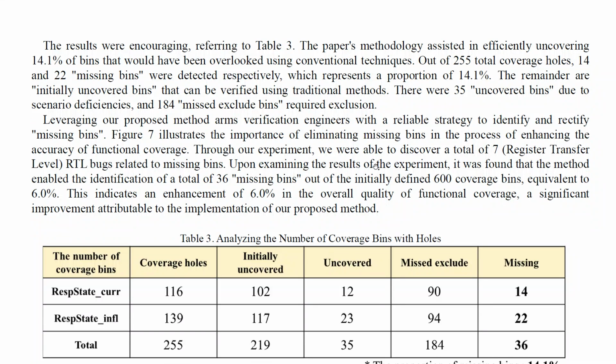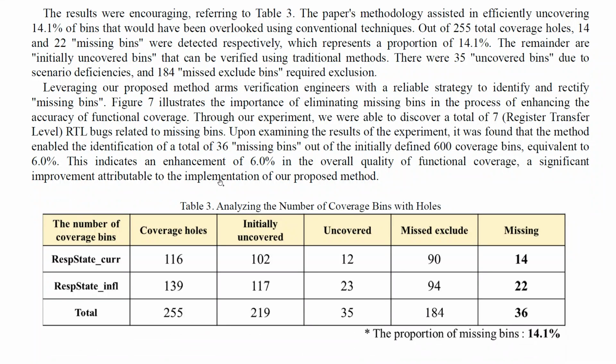Through our experiment, we were able to discover a total of 7 register transfer level (RTL) bugs related to missing bins. Upon examining the result of the experiment, it was found that the method enabled the identification of a total of 36 missing bins out of the initially defined 600 coverage bins, equivalent to 6.0%. This indicates an enhancement of 6.0% in the overall quality of the functional coverage, a significant improvement attributed to the implementation of our proposed method.